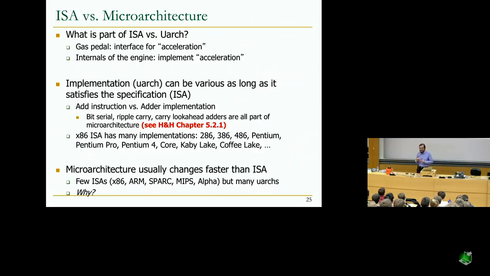In fact, Intel tried to change the ISA completely when they tried to move from the 32-bit ISA to the 64-bit ISA. Does anybody know about Intel IA64? Yes, you know about it. Does anybody else know about IA64? So this was Intel's proposal to go from 32 bits to 64 bits. And it was a very, very nice, aggressive proposal, actually, no question about that.